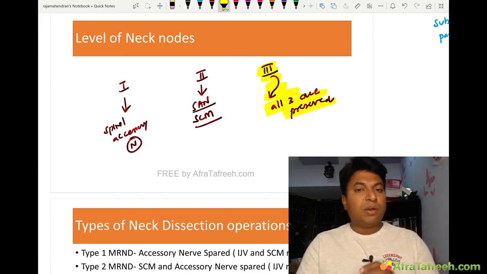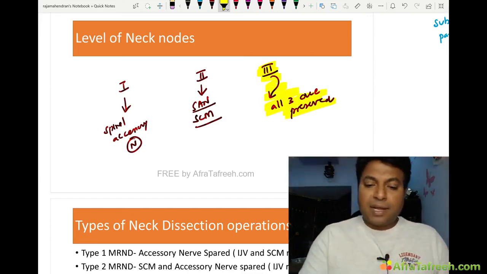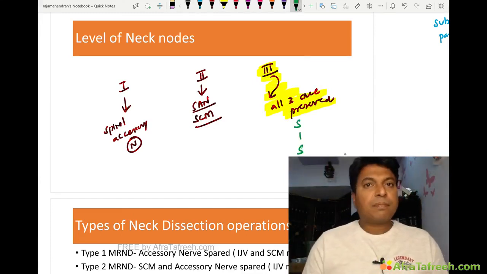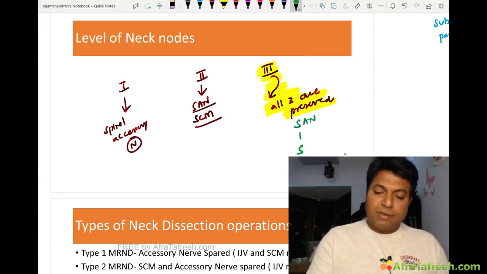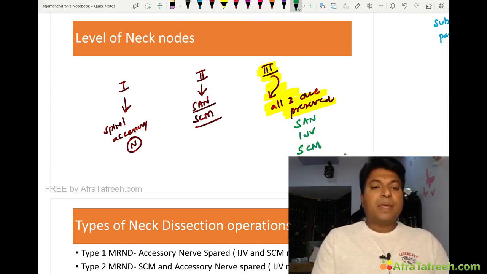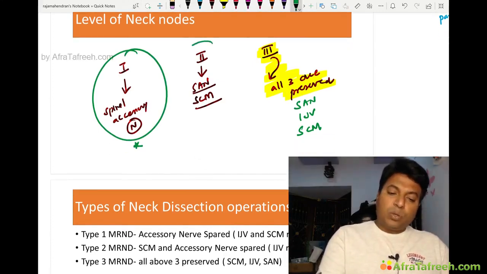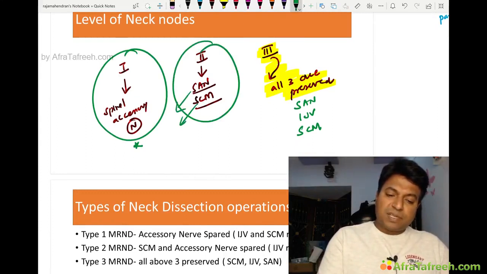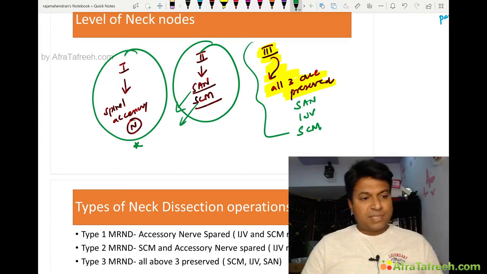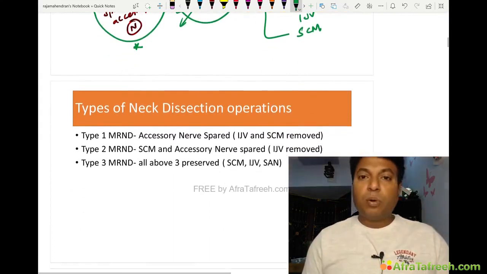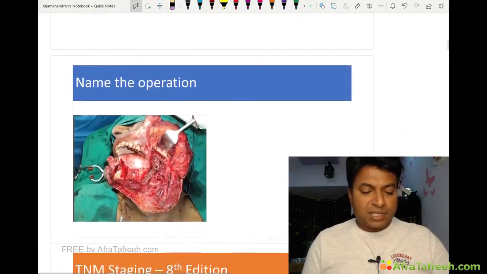MRND, what I am discussing to you and what is asked in the exam is, in MRND, what are the three structures preserved? The three structures preserved are SIS. Spinal accessory nerve, internal jugular vein, sternocleidomastoid. In type 1, only spinal accessory nerve is preserved. Okay, only one structure is preserved in 1. In 2, two structures are preserved. 2S is preserved. In 3, all three are preserved. This can come for exam. Okay. This you should not forget about. Modified radical neck node dissection.